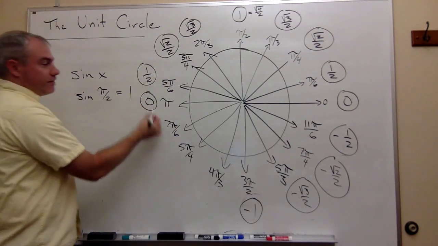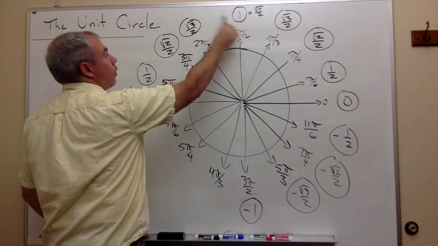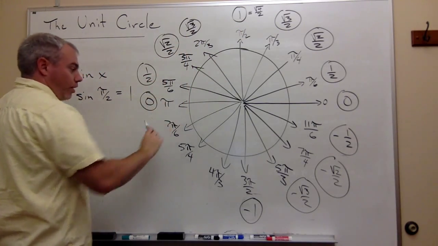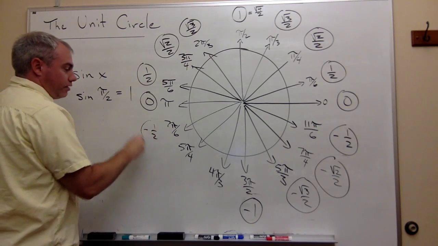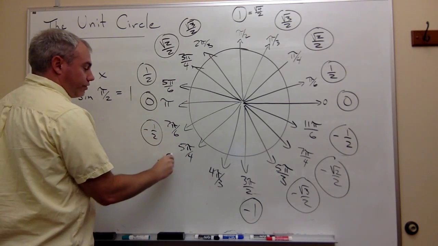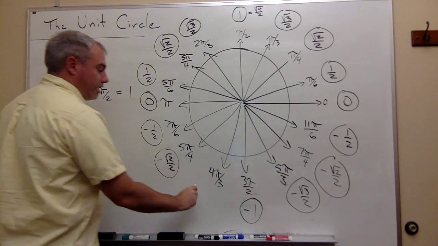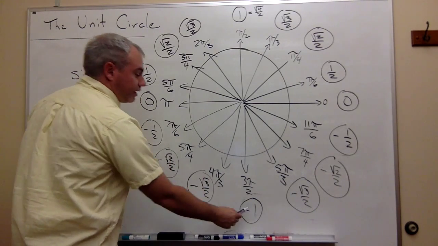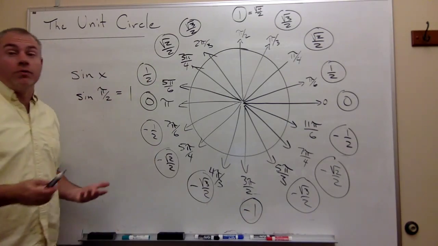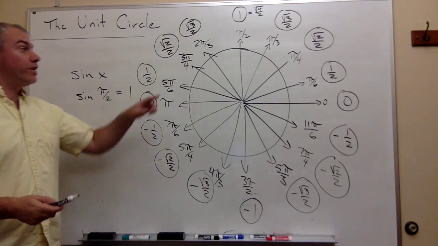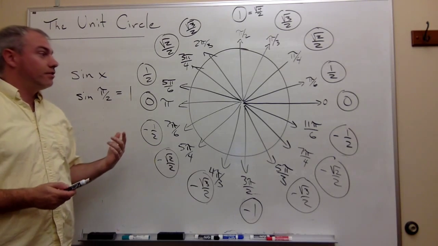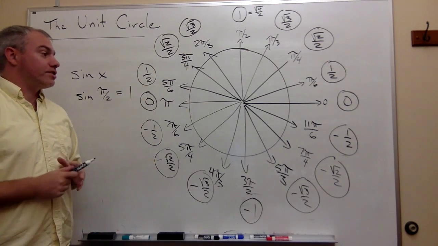Now what are the signs of these last ones? We're going 4, 3, 2, 1, 0, negative 1, so negative 1/2, negative root 2 over 2, negative root 3 over 2, and finally negative root 4 over 2, which is negative 1. So here are all of the sine values on the unit circle.